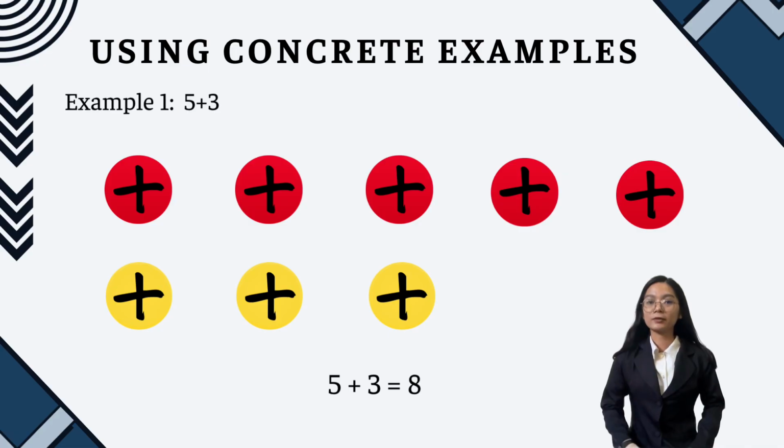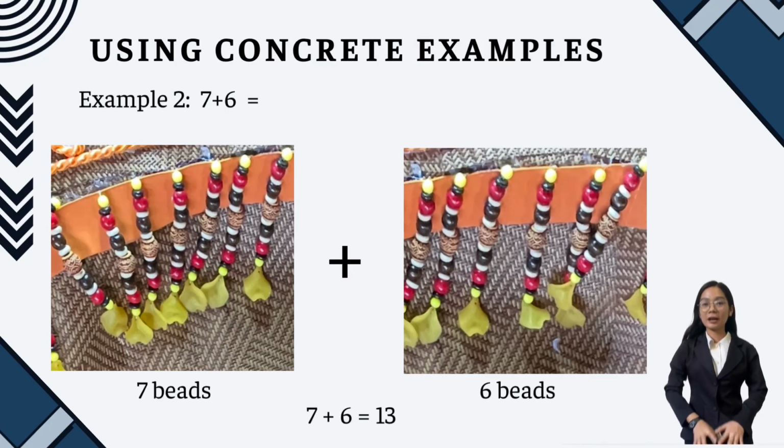As we can see, the first example is 5 plus 3. Look at the picture. We have 5 red plus signs and 3 yellow plus signs. When we add them together, we're just putting these plus signs in one group. So let's count them. 1, 2, 3, 4, 5 red ones, and 1, 2, 3 yellow ones, which give us the sum of 8. So the total is 8. Correct. Class, let us have another example in adding integers.